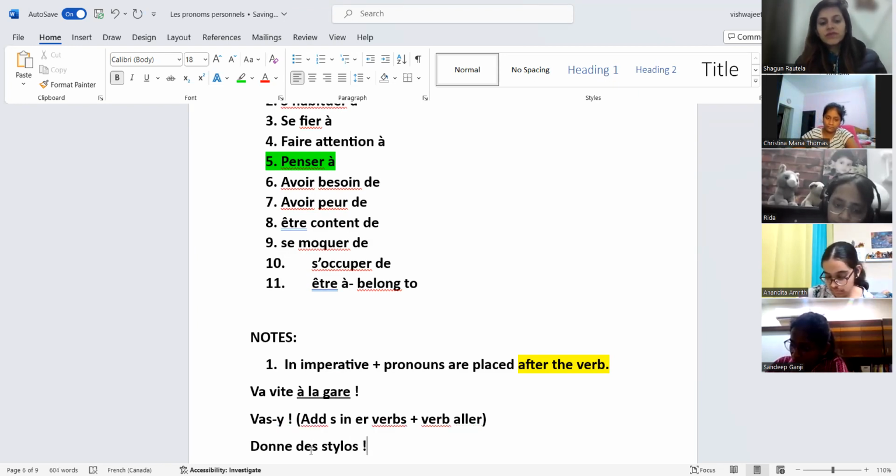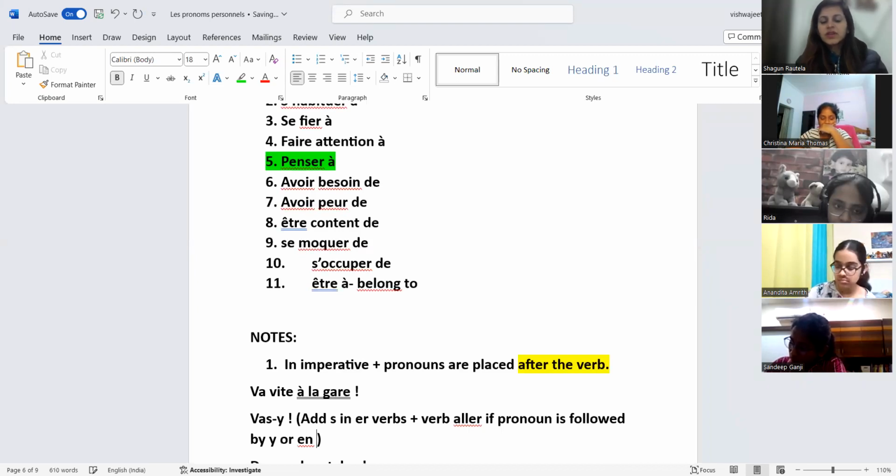So in your answer, add S in ER verbs and verb aller if the pronoun is followed by Y or EN. Do you people remember? In imperative sentences, just don't write, just think about it. Whenever it's an ER verb or the verb aller with tu, what do we do? Do you know how to conjugate the imperative? In the imperative, we drop the S. Everybody clear with this?